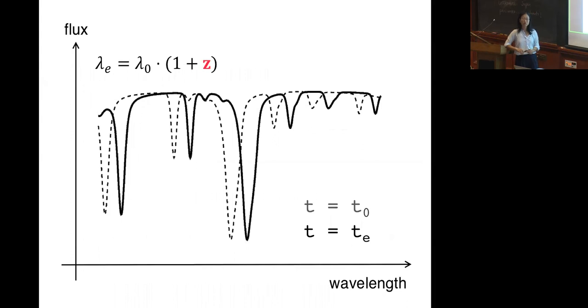We measure the Doppler shift of the star by measuring the wavelength change of its spectra in time, right? So you take a spectrum of the star at one certain epoch, t equals t0, you have this dashed line, and then you come back at a later time, t equals te, your epoch observation, and you have another spectrum, and you can see it's shifted. And what you're measuring is this Doppler shift.